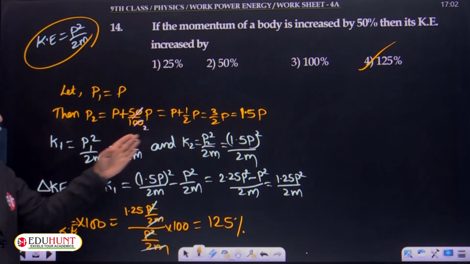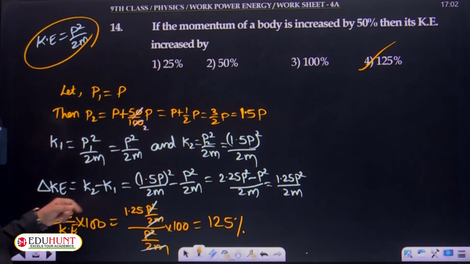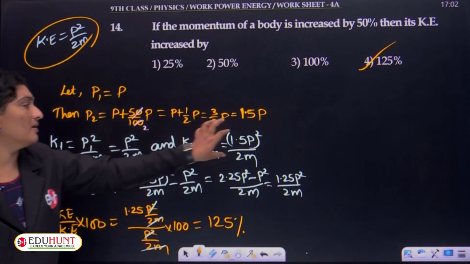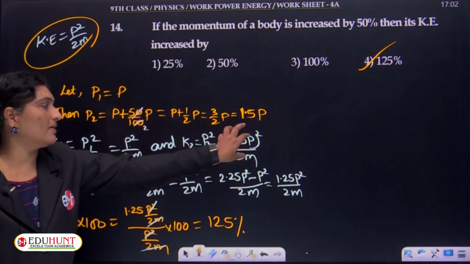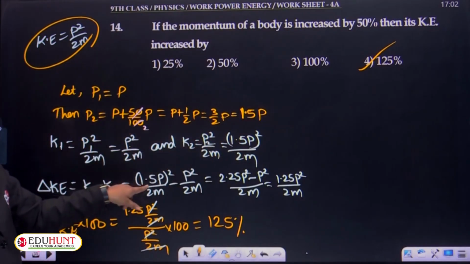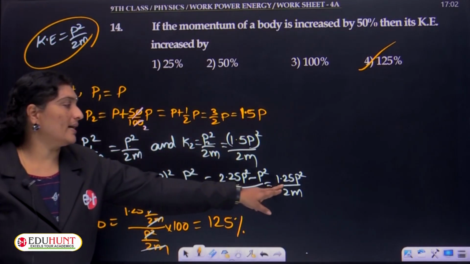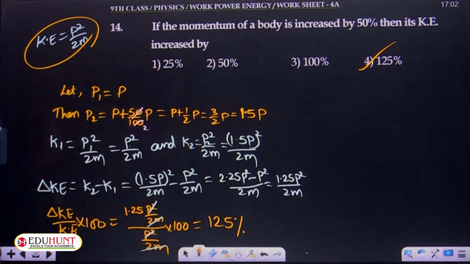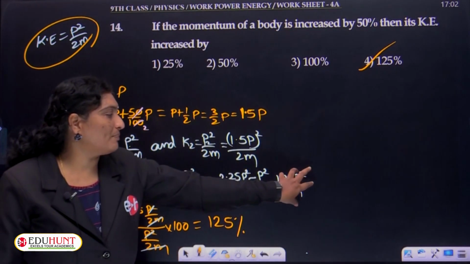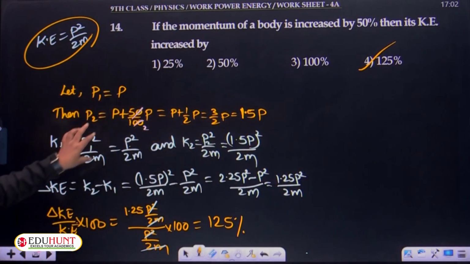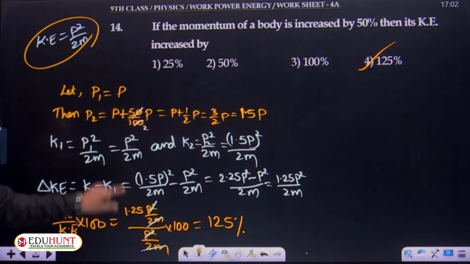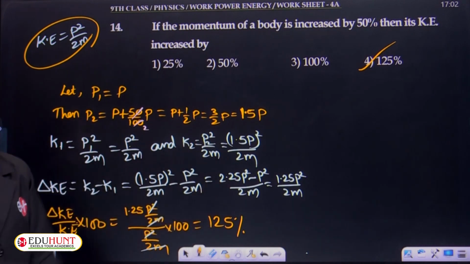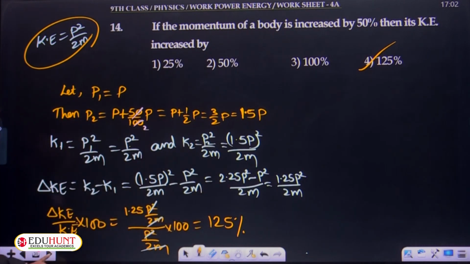Delta KE is nothing but final kinetic energy minus initial kinetic energy. K2 minus K1. So, 1.5P whole square upon 2m minus P square upon 2m. Simplifying, you get it as 1.25 P square upon 2m. So, change in kinetic energy to the initial kinetic energy into 100 is 1.25 P square upon 2m upon P square by 2m into 100. Simplify, you get it as 125%.